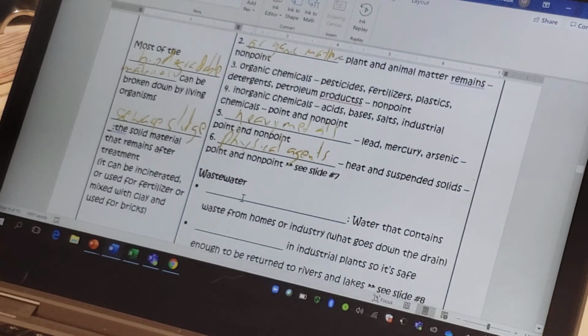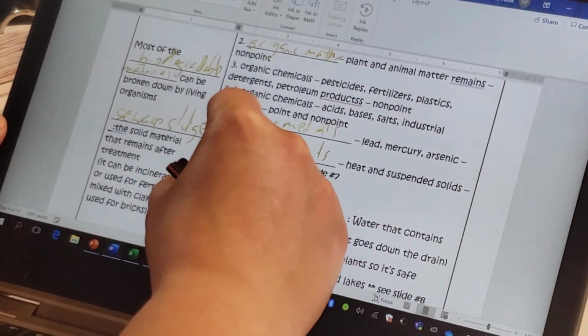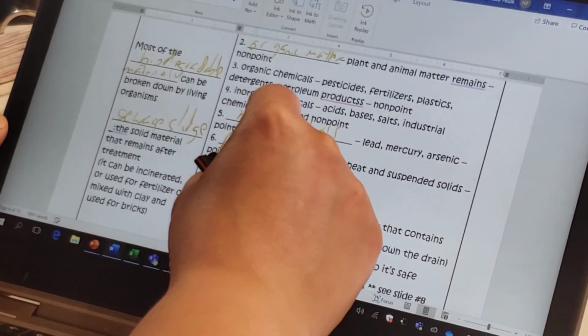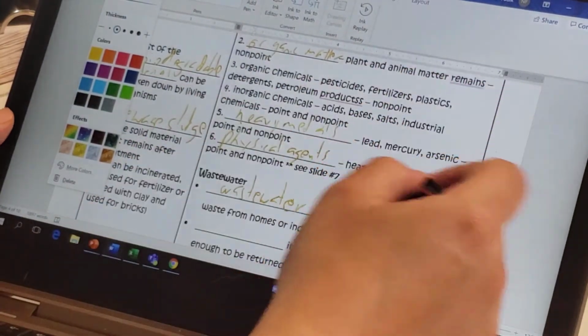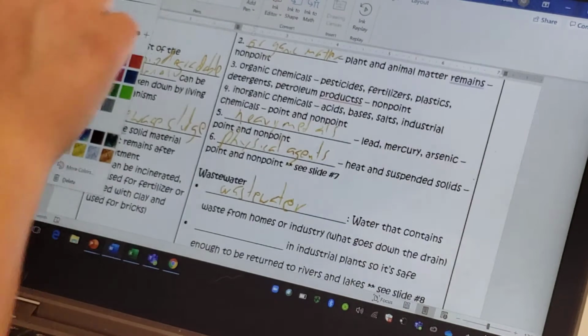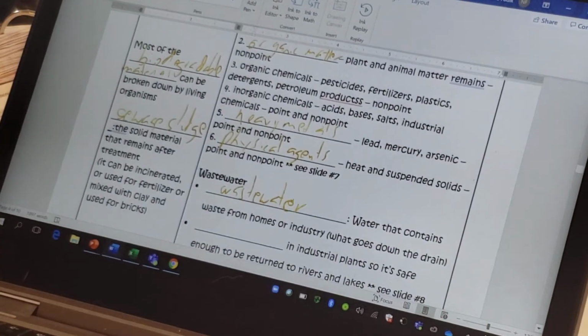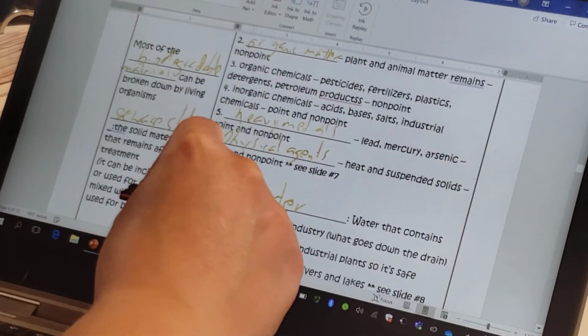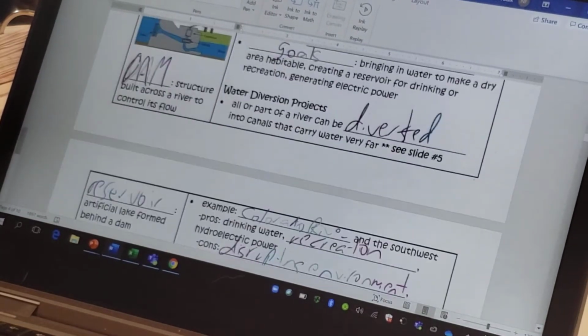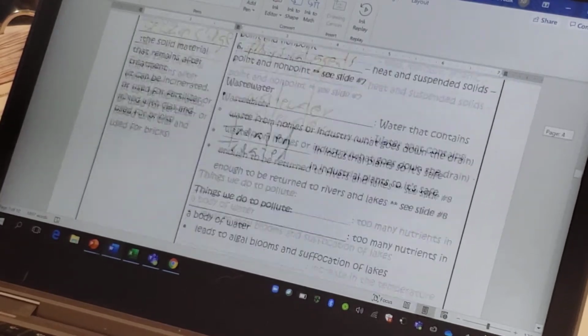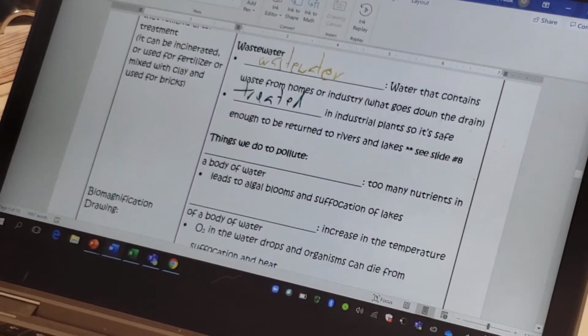Wastewater. I'm changing colors. Go green. Water that contains waste from homes or industry that goes down the drain. It's treated in industrial plants, so it's safe enough to return to rivers and lakes. I'll go back to that slide in a minute.